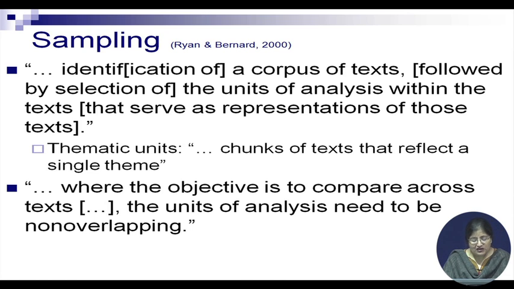Thematic units are chunks of texts that reflect a single theme. Simple to understand. Where the objective is to compare across texts, the units of analysis need to be non-overlapping. We cannot have two units of text that are overlapping, that indicate something similar. They need to be distinctly different. So where our object is to compare a phenomenon across texts, the units of analysis need to be completely different.